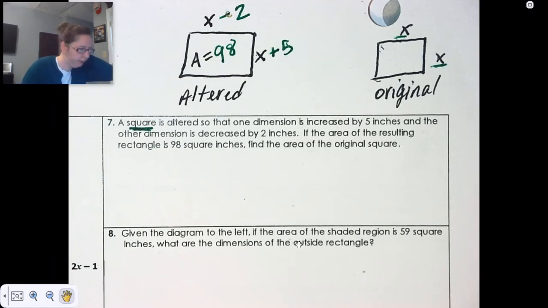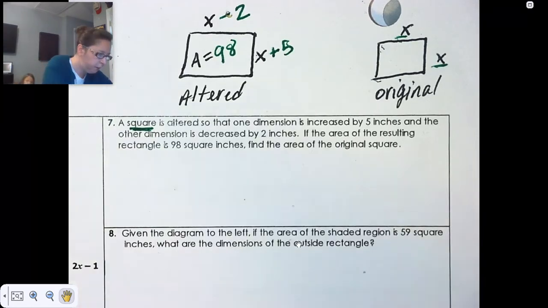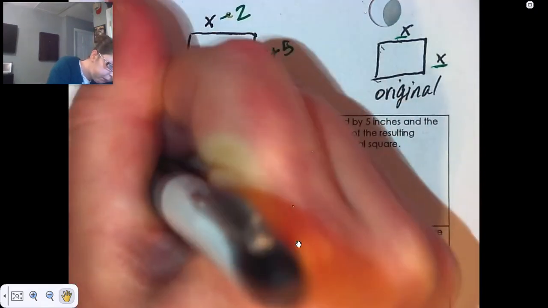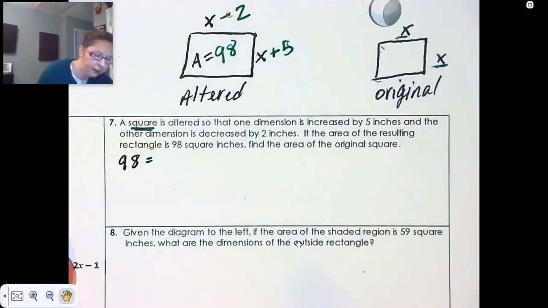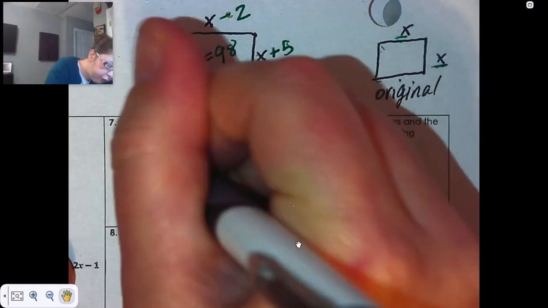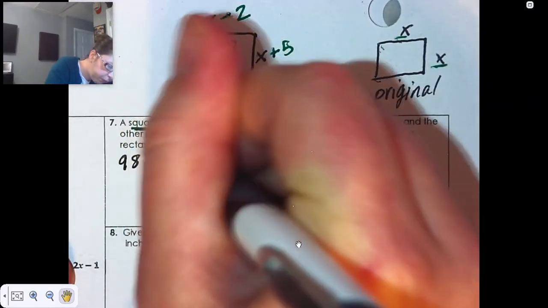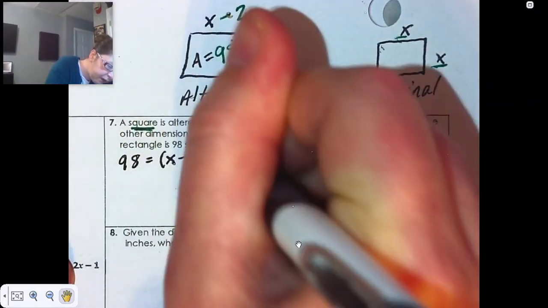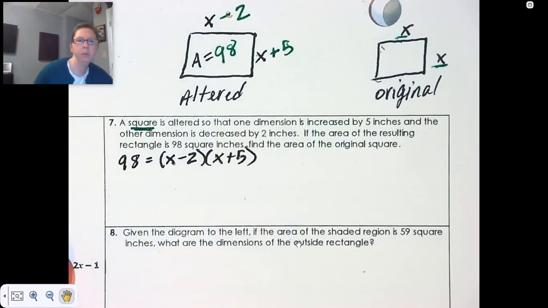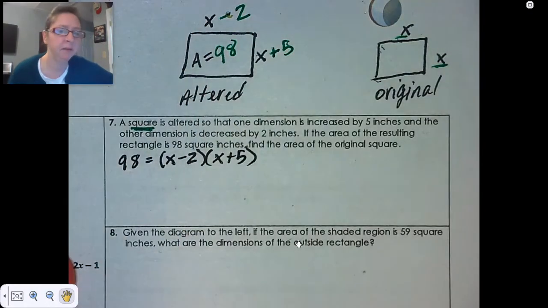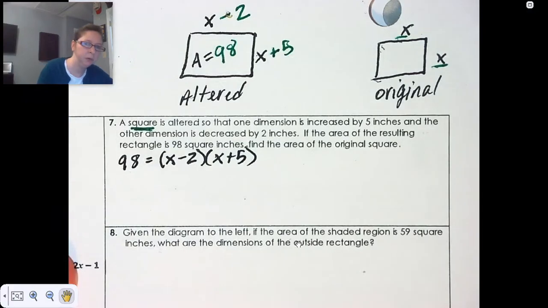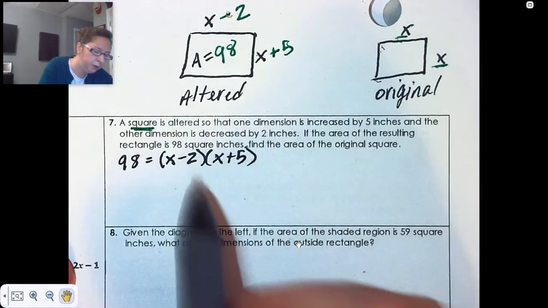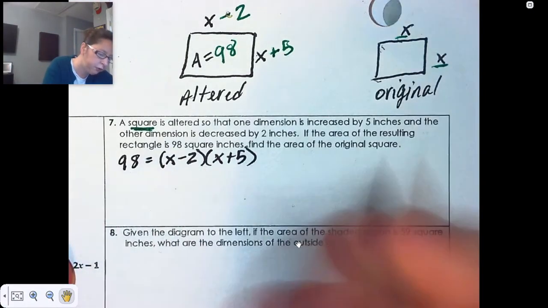So let's go ahead and get started on this. I am going to set up my area is 98, and that equals x minus 2 and x plus 5. I need to simplify this and set it equal to 0. So I'm going to do the distributive property here first.